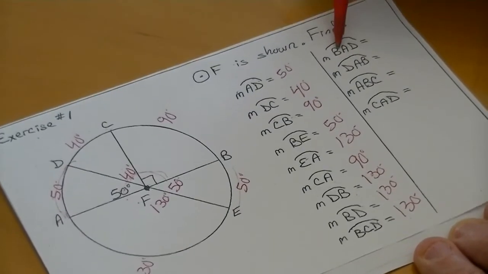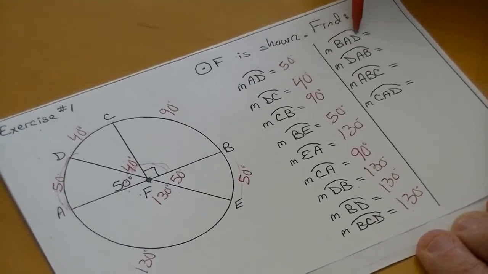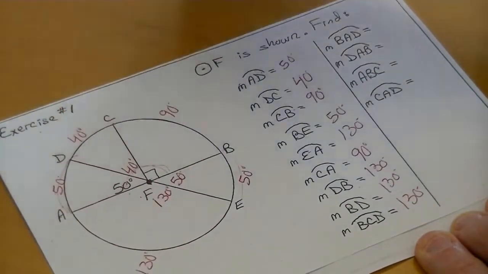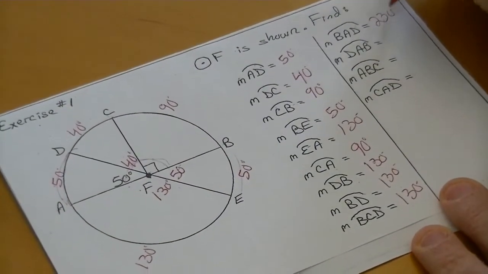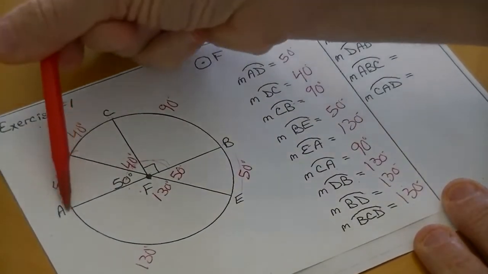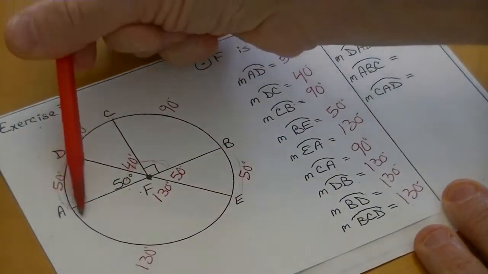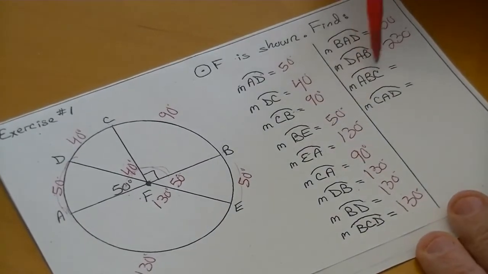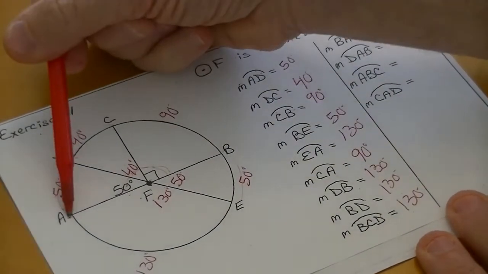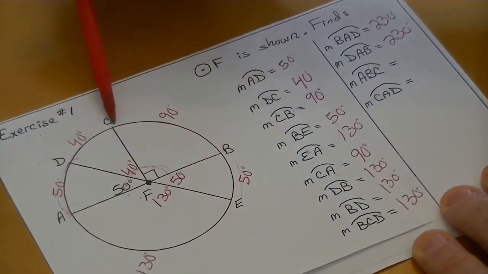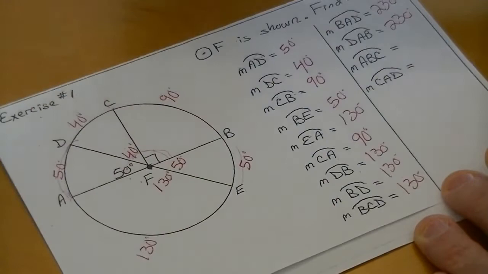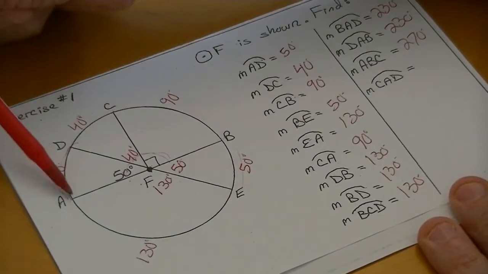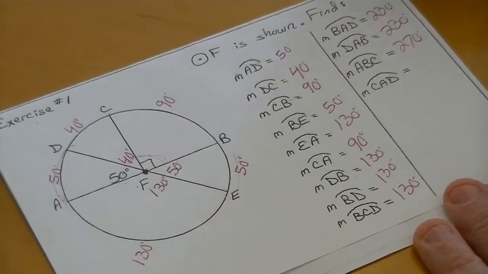Arc BAD. So I have to follow the letters in that order. That would force me to go from B through the A to the D. So that's 230. DAB, from the D to the A to the B. So that's 50 plus 130 plus 50. That sounds like 230 to me. That's the same arc. Arc ABC, let's see. So I'd have to go from the A through the B, stopping at C. So that's all of these added together. Or more quickly, notice that's the whole circle except for this 90, 360 minus 90, 270.